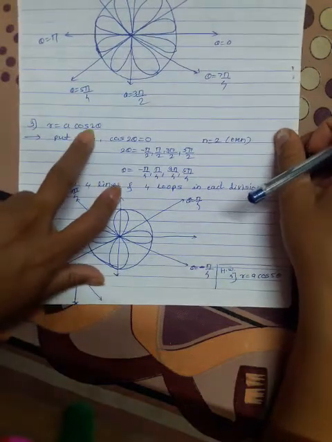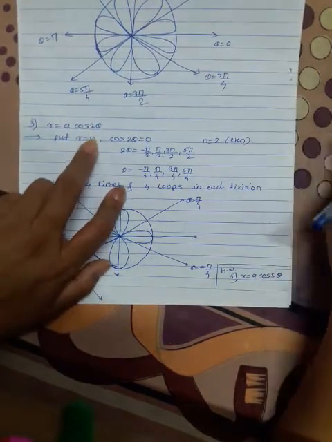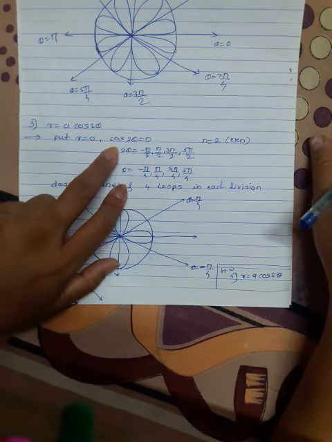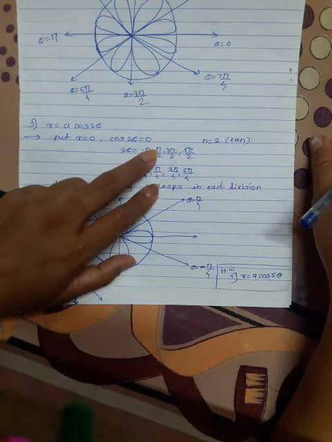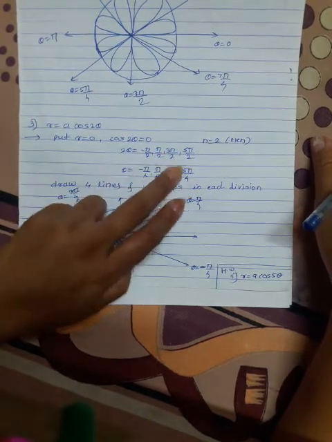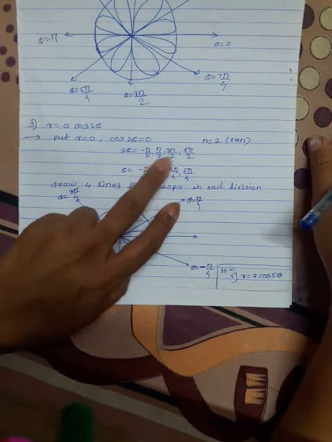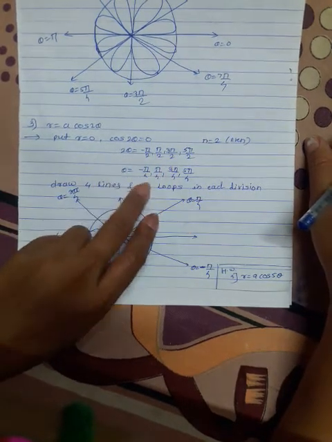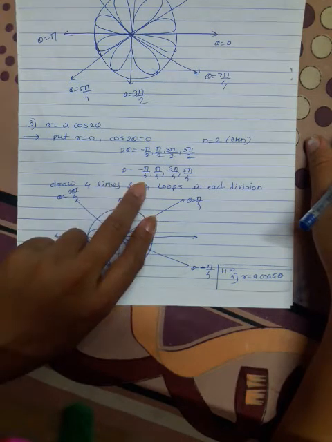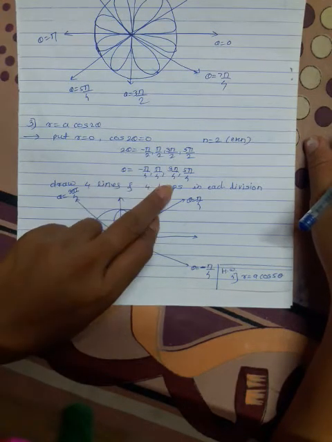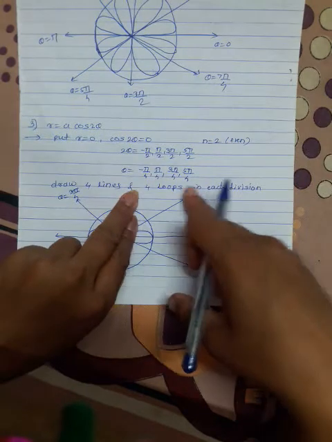r is equal to a cos 2 theta. Put r is equal to 0, we get cos 2 theta is equal to 0. Now 2 theta becomes minus pi by 2, plus pi by 2, 3 pi by 2, 5 pi by 2. How many angles? 2 into 2, 4 angles we have to take: 1, 2, 3, 4. Okay. Now take 2 to the other side, we get theta is equal to minus pi by 4, plus pi by 4, 3 pi by 4, 5 pi by 4. We have to draw these angles first.